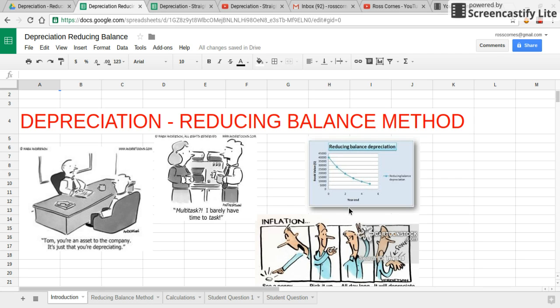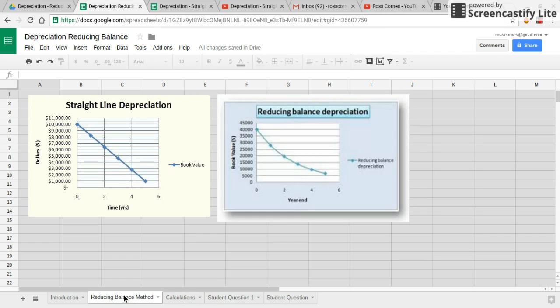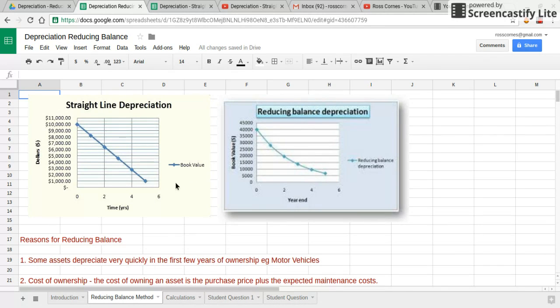Hi guys, welcome to Depreciation 2 of 5. Today we're going to be looking at depreciation using what's called the reducing balance method. It's called the reducing balance method because the amount of depreciation actually charged decreases over time.